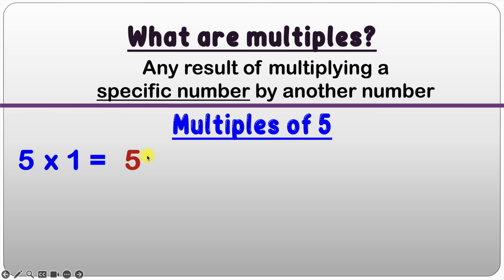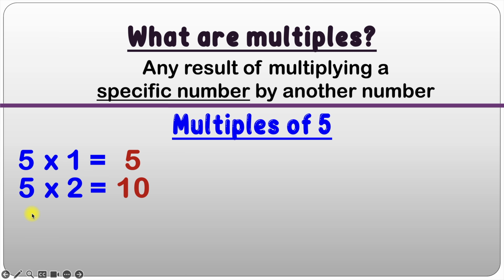So we would say that 5 is a multiple of 5 because this is the result of multiplying 5 times 1. Our specific number is 5, we're multiplying it by 1, and the result is our multiple. So let's do it again. Our number that we're talking about is 5. So we'll take that 5 and multiply it by 2. When we do that, this equals 10. So we would say that 10 is also a multiple of 5.